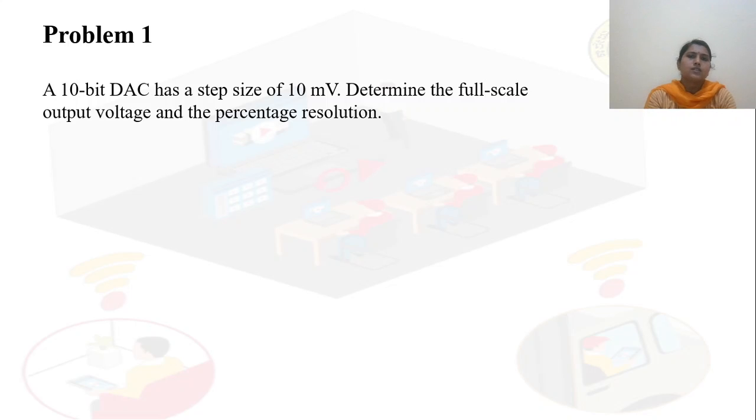Before solving this problem, we should know the relationship between full scale output voltage, step size and percentage resolution. In digital to analog converter, full scale output voltage can be written as the total number of steps in the DAC output waveform multiplied by step size. We know the DAC output waveform is a staircase waveform.